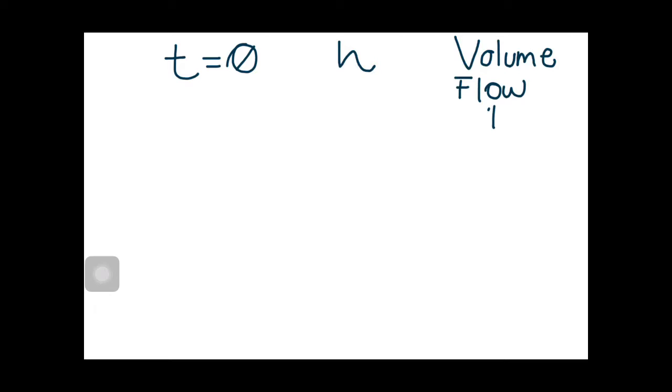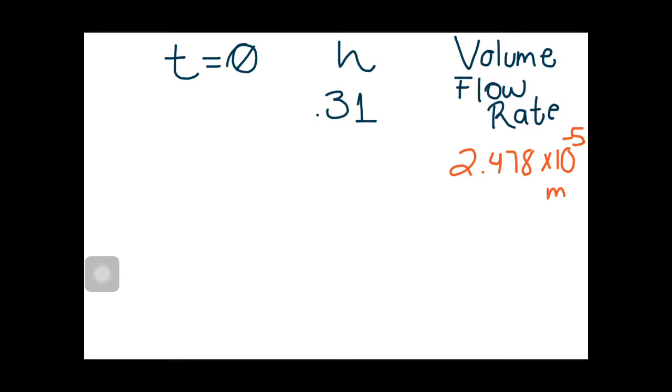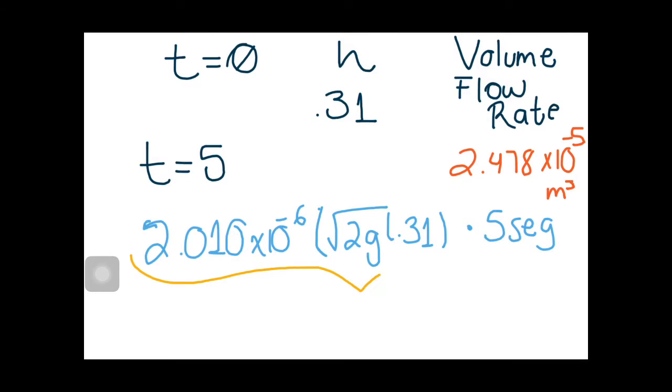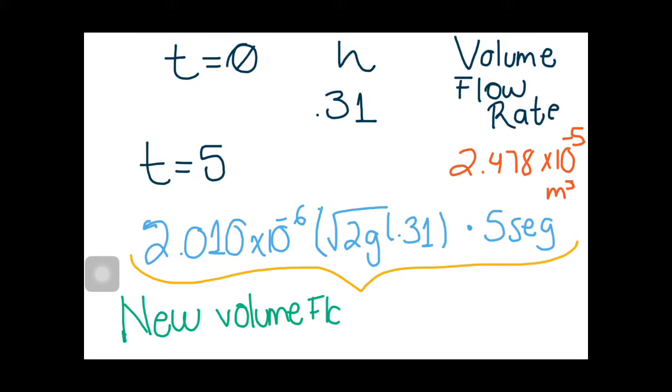And we don't have any volume flow rate because the time is 0, so the volume doesn't decrease. However, when 5 seconds have passed, we have a new volume flow rate, as we can see, that is 2.478 multiplied by 10 to the power of minus 5 cubic meters. How do we get this? We multiplied the area and the exit speed, and the 5 seconds that passed. So we have the new volume flow rate.